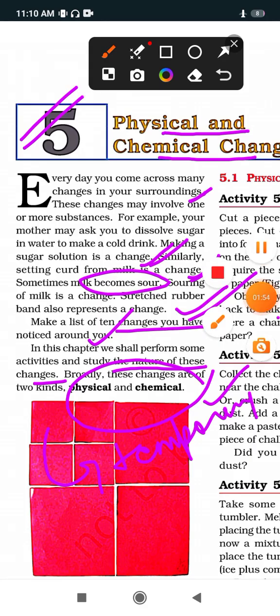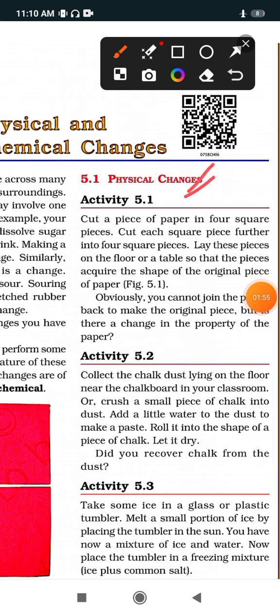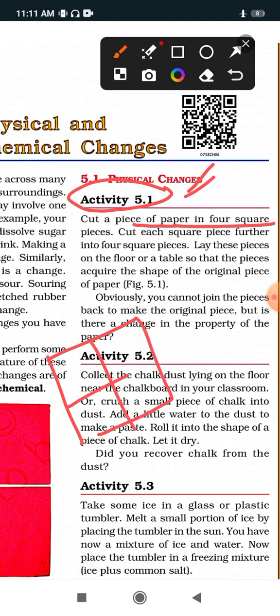Clear. Now see here some activity is given. Activity 5.1. What is given? We will cut a piece of paper into 4 square pieces. Then each paper we will cut into 4 pieces. Clear? Now lay these pieces on the floor or a table so that the pieces acquire the shape of the original paper.